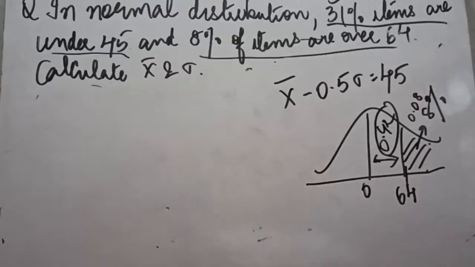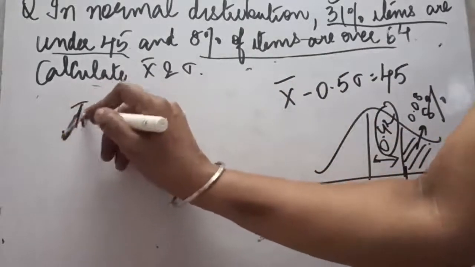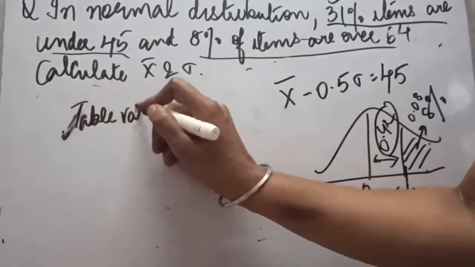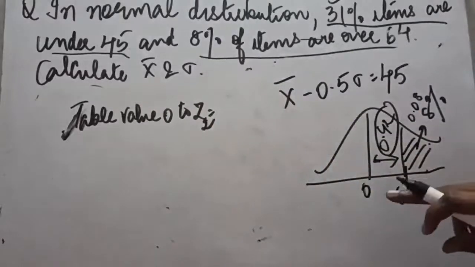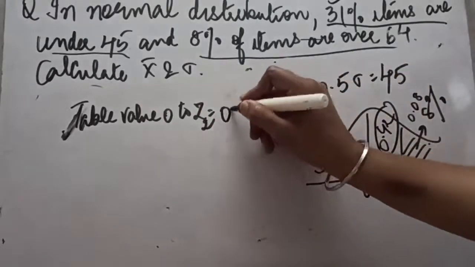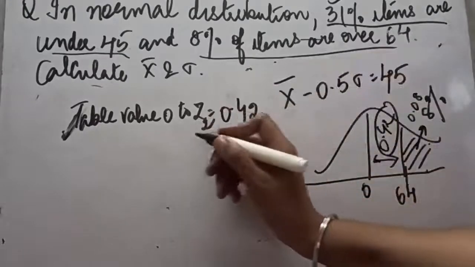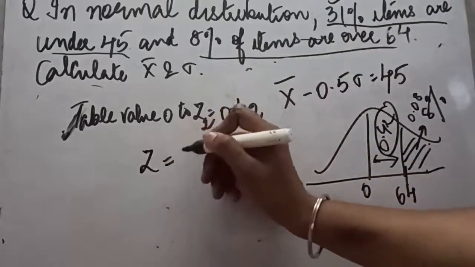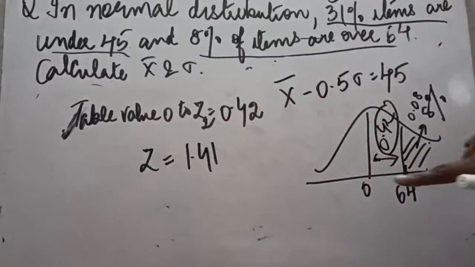Now if we have to see this value, it will be inside the table because this is percentage, or we can say this is the probability. So we have to write that area, or we can simply write the table value. More specifically, you can write the table value from 0 to z2. Now this is our z2. So what is the table value? We saw this value to be 0.42. Now we can locate this value from the table. So from there we have got that z is equal to 1.41. Now this value will be positive, as we have seen this side to be the positive side. So this z will be positive.